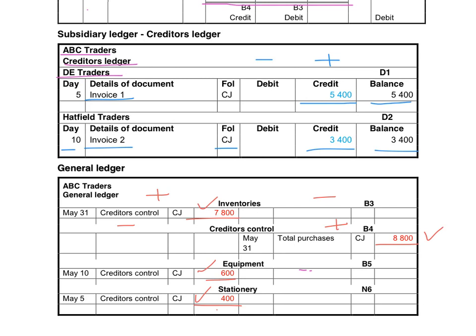What's very important in the general ledger is that when we post totals, we will record the entries on the last day of the month. So the inventory account that has a total and the creditors control account with a total, we will post at the end of the month. Any amounts in the sundry columns will be posted on the day that the transaction took place. So equipment is on the 10th and stationery is on the 5th.